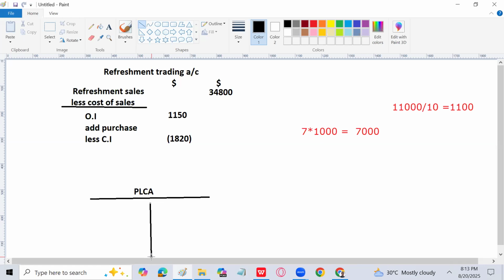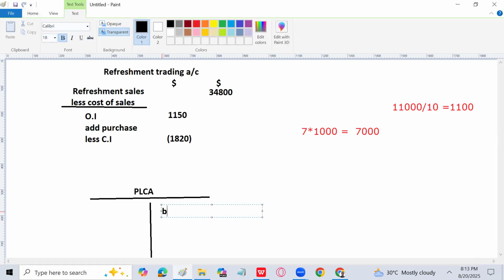PLC only will be prepared. So let's do that. First of all, I need to go for the brought down balance. Brought down means trade payable at the start. Carried down is going to be trade payables at the end. Here I will write payment to trade payable, and the difference is going to be recorded as credit purchases.